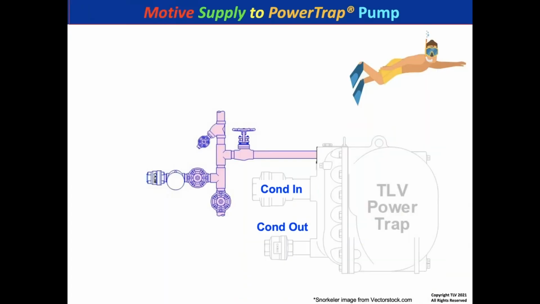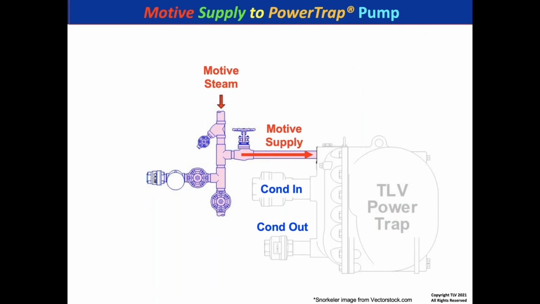So here we've got a motive supply. This is our steam supply to the power trap. Motive in, motive supply goes into the power trap. I want to pay attention to this yellow arrow.